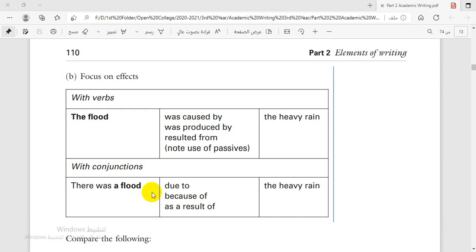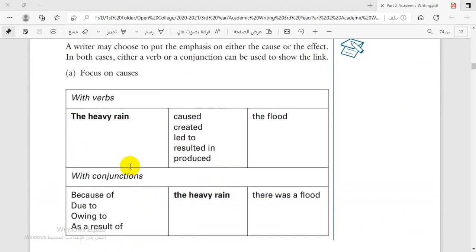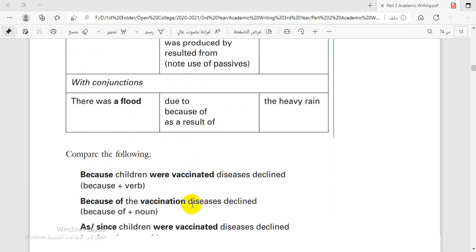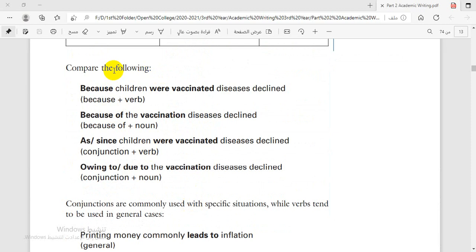I'd like you to make a comparison between the words that are used with the causes in the middle column and in the first column. And also, I'd like you to focus on the verbs or the expressions that are used to focus on the effects in the middle column in both tables. Okay, compare the following. Look at these examples to compare cause and effect.